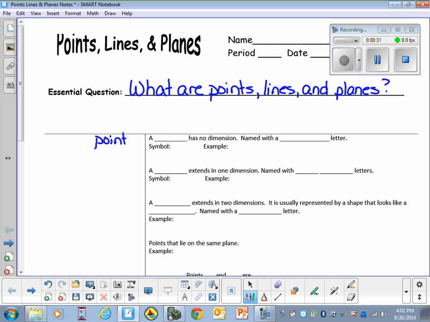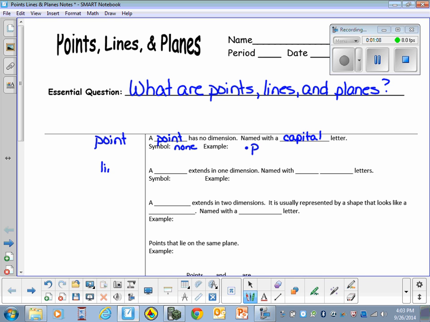In mathematics, a point has no dimension. It simply exists out in space. There's no length, there's no width, there's no height. When we draw points, we use a dot. We name it with a capital letter. Let's say capital P. And there's no symbol for a point. We just write the capital P whenever we're talking about a point, or the capital letter that represents that point.